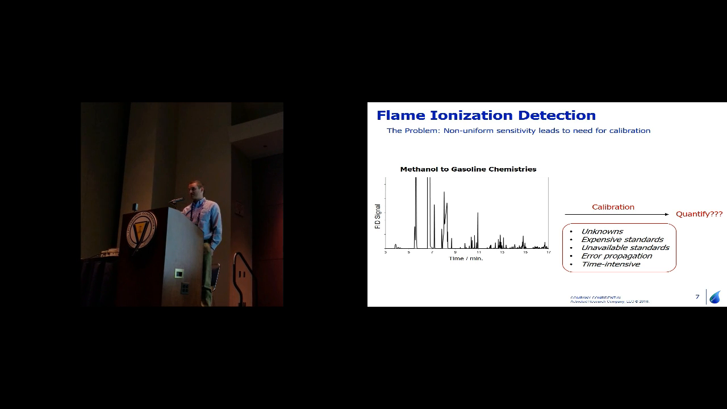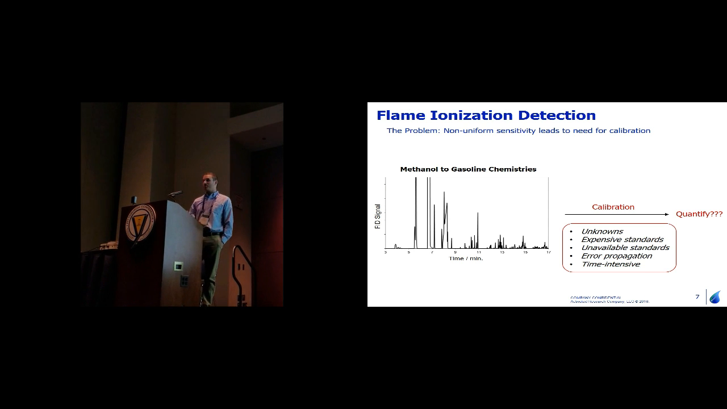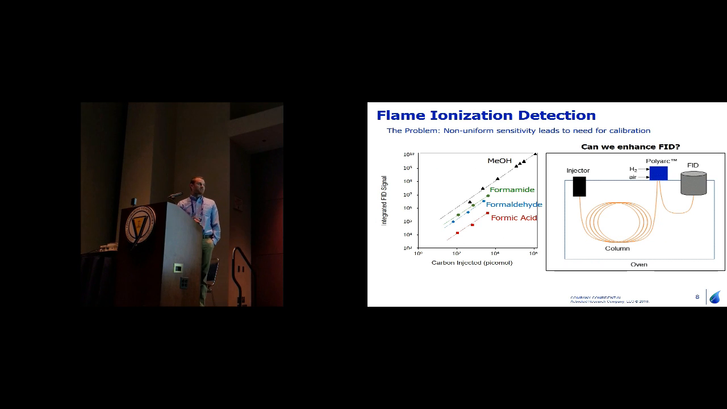Maybe the mass spectra database doesn't have anything, or you have no idea what these are. There could be expensive standards. The standards could be unavailable where you currently are, or just in general. And there's also error propagation steps every time you do a calibration, and it's time intensive, right? Nobody likes to do calibrations. So we asked, is there a better way?